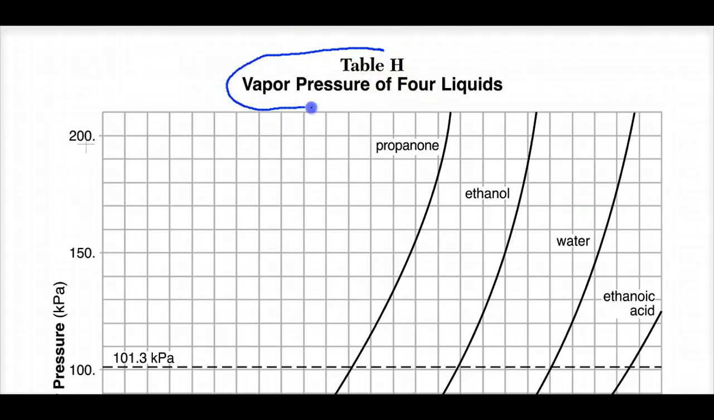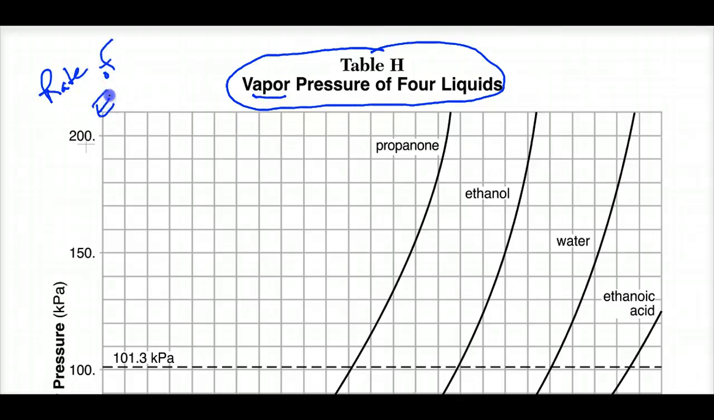Okay, moving forward. Table H is an important table, and it reviews vapor pressure and how liquids differ from each other. Vapor pressure is the rate of evaporation. Nice easy way: rate of evaporation.